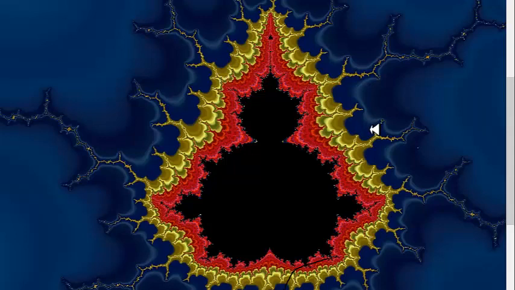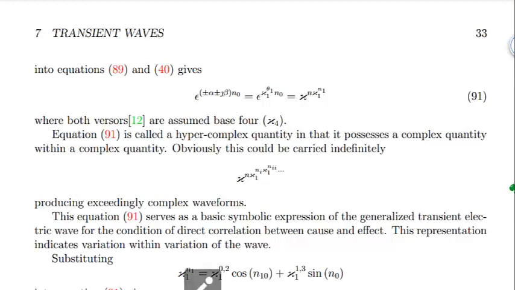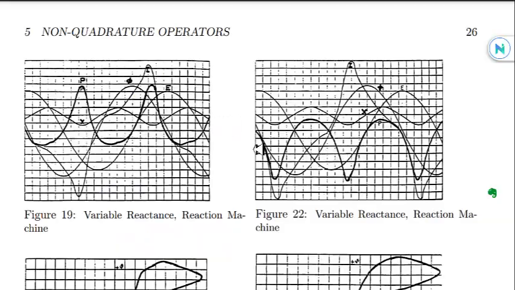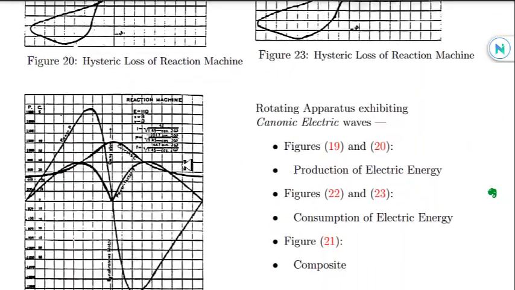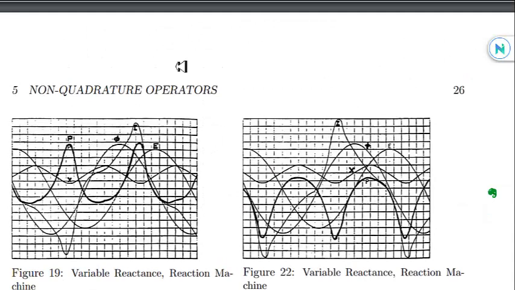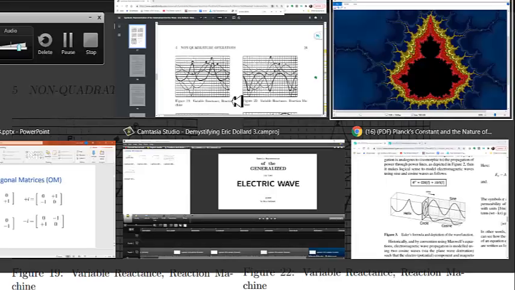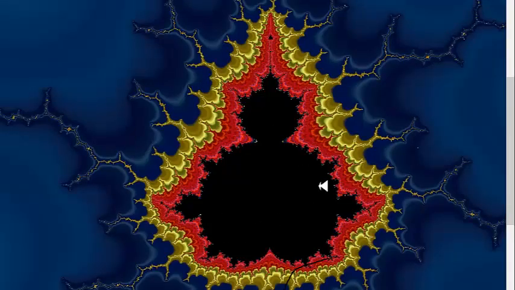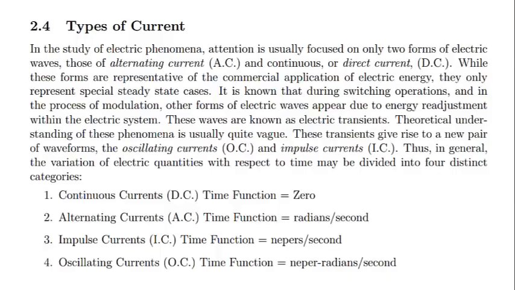And actually Eric Dollard mentioned something in his paper about high order, super complicated wave functions creating super complicated waves. He shows a graphic of some fairly complicated waves that you might find in electrical systems, and he's talking about waves on top of waves on top of waves. I found that interesting, because that is how I see the Mandelbrot set. So then he goes on to talk about the different types of current, the different types of electrical phenomenon.